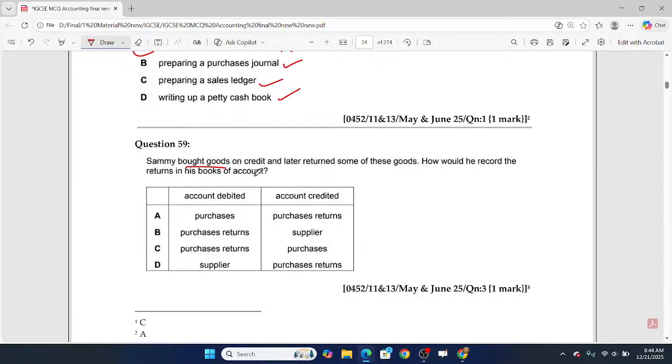Sami bought goods on credit and later returned some of these goods. How would he record the returns in his books of account? Okay, Sami bought, so it's a purchase return. While purchasing, the entry is purchases to supplier; on returning, supplier to purchase return is the correct one. So account debited is the supplier account, account credited is the purchase return. So D is the correct answer. Is that clear?